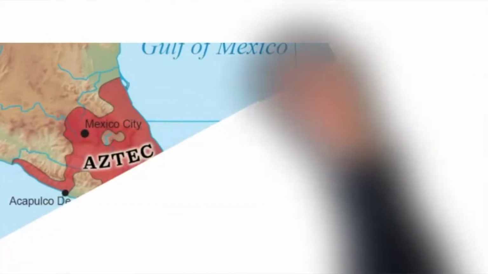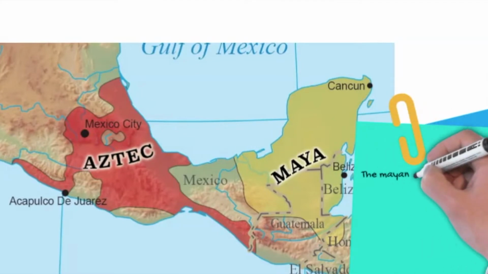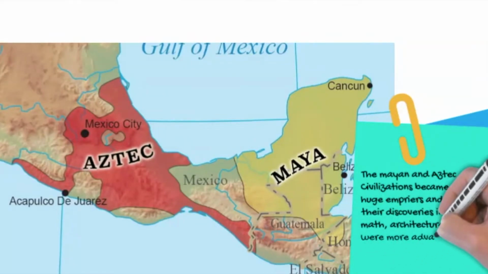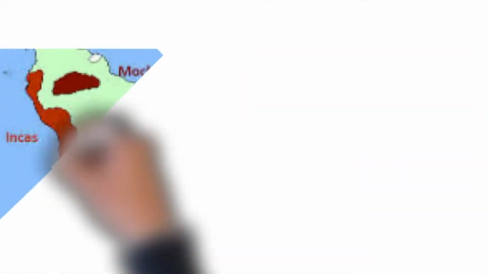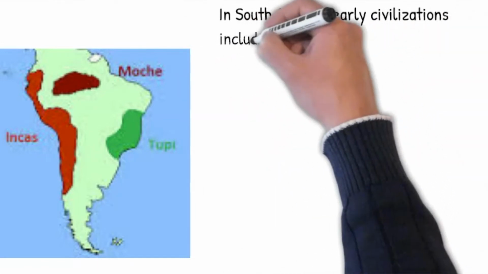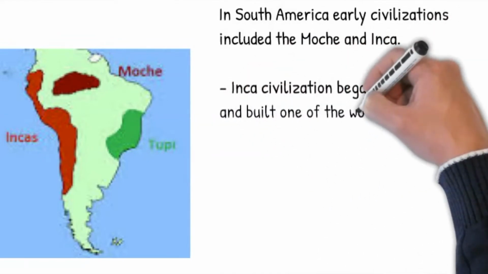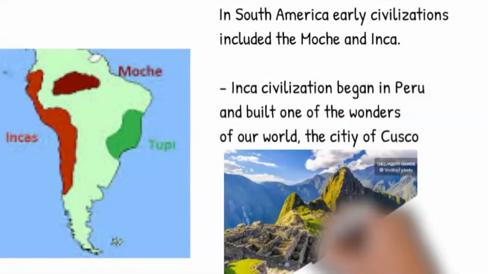The Mayan and Aztec civilizations became huge empires, and their discoveries in math, architecture, and agriculture were even more advanced than any ever seen in the European world or Arabic civilizations at the time. In South America, early civilizations included the Moche and the Inca. The Inca civilization began in Peru and built one of the wonders of the world, the city of Cusco. Their contributions to astrology, math, architecture, art, and agriculture are still considered amazing.